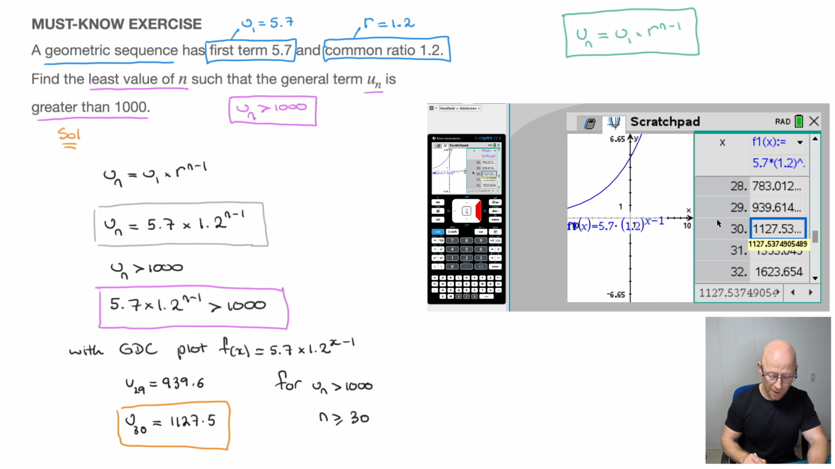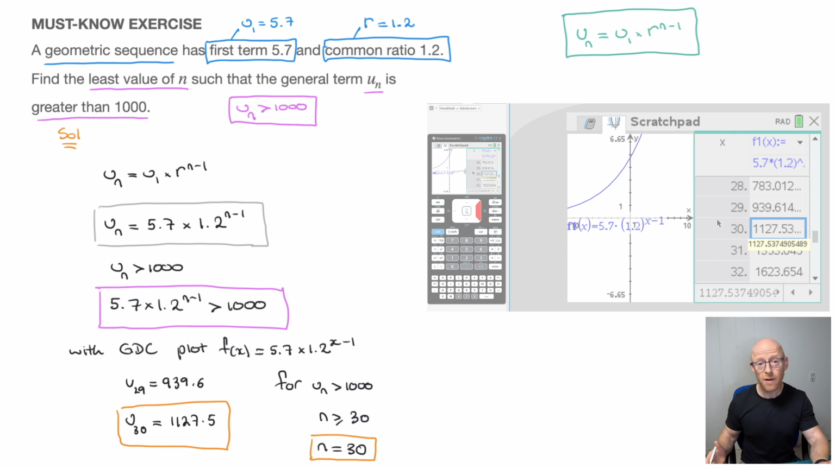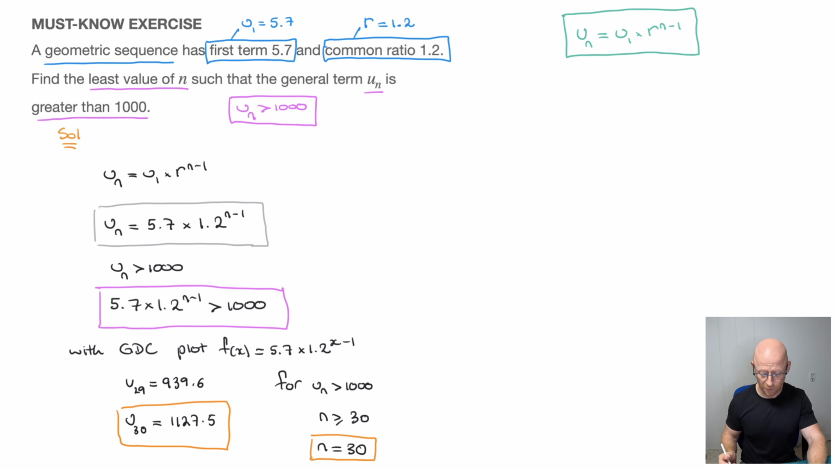And so consequently, the least value of n such that the general term is greater than 1,000 would be the first value of n for which the term in the sequence is greater than 1,000, which we've just seen is the 30th term. In other words, n is equal to 30. That's the least or smallest value of n such that this general term is greater than 1,000. And as such, we're done. We've fully answered this question. And I should say, if we write all of this in the exam paper, we'll get full marks for this question. And so that's how we can solve this question with our calculator.